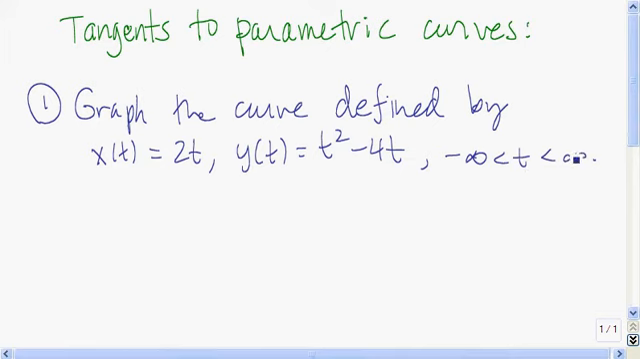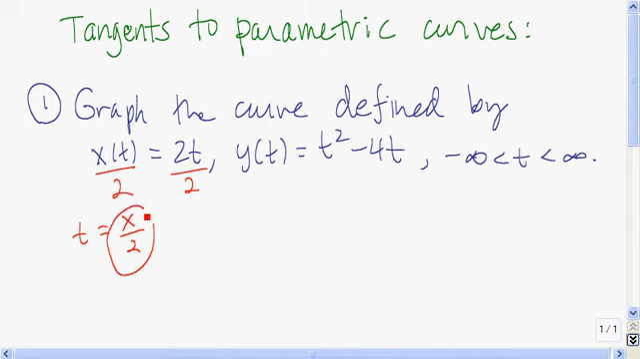The best way to figure out what the curve is going to look like is to eliminate the parameter t. So to eliminate the parameter t, we'll go to this equation here and solve for t in terms of x. To do that, we'll divide both sides by 2. So we see that t is equal to, instead of writing x of t, I'm just going to write x, and so that's equal to x divided by 2.